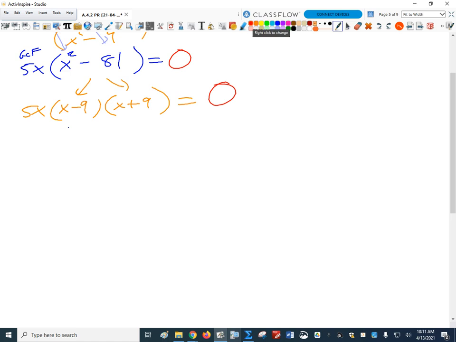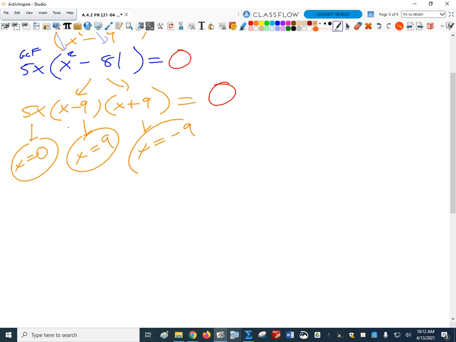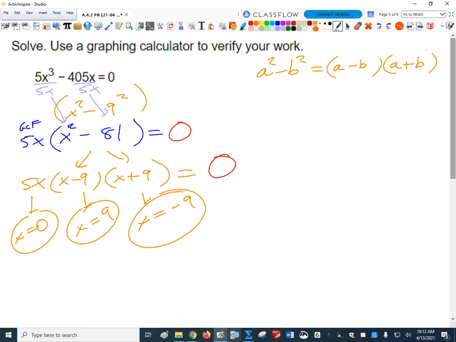Yeah, I'm getting 0 from this factor. That's the value that makes that one 0. From this factor, I get 9. And from this factor, I get negative 9. Easy to check too, right? All I'd have to do to check this on a test is just plug those values back in for x up here and verify that they work using a calculator, right? Okay.